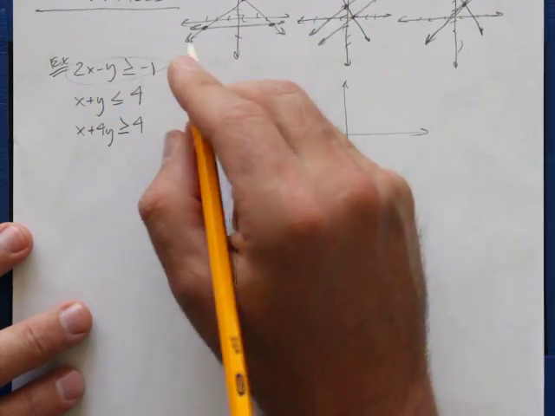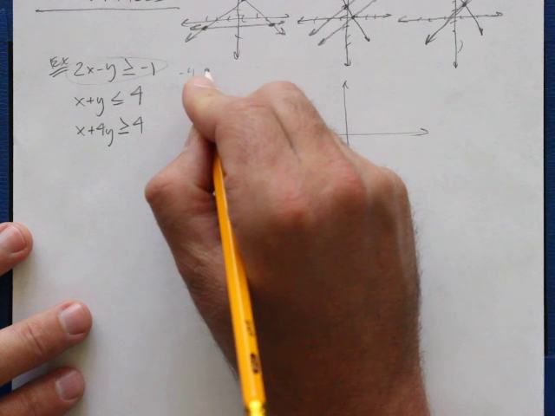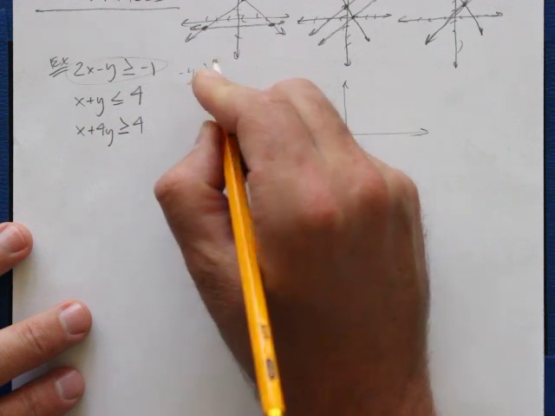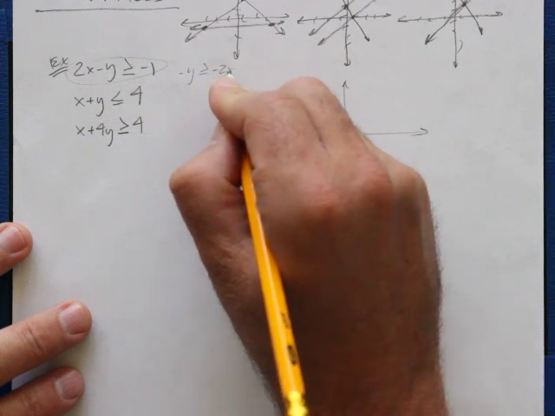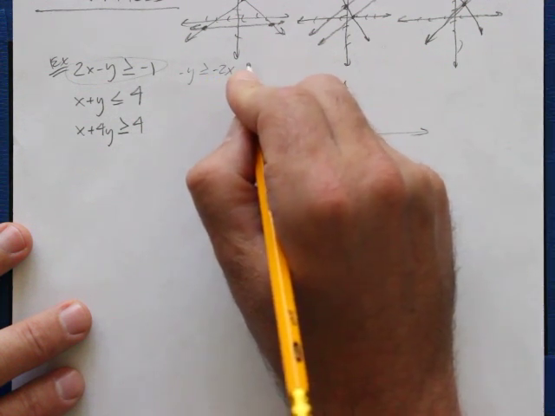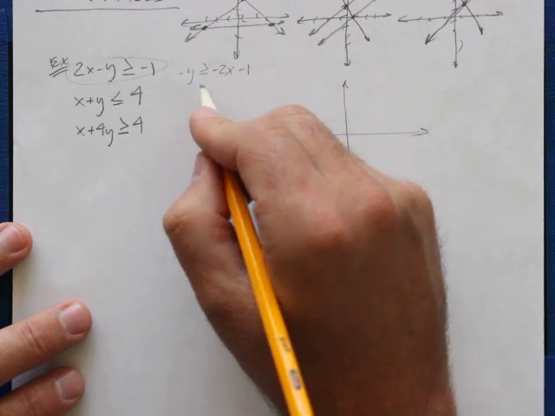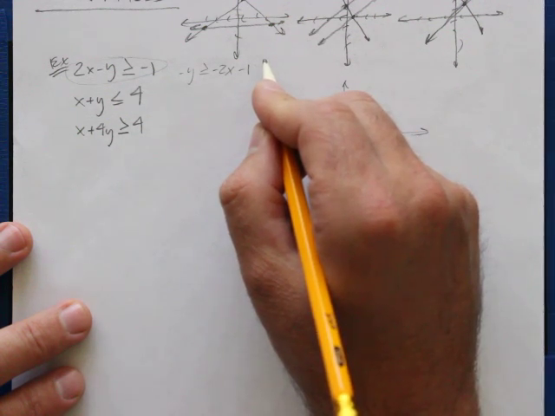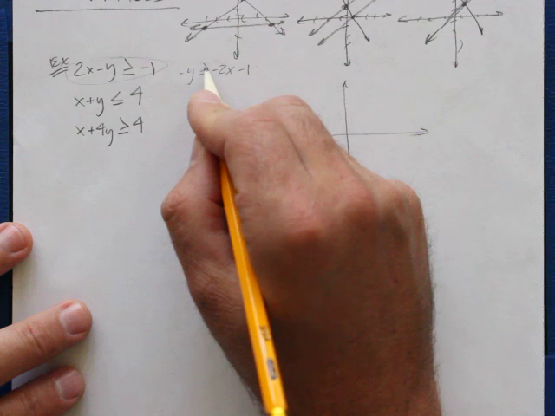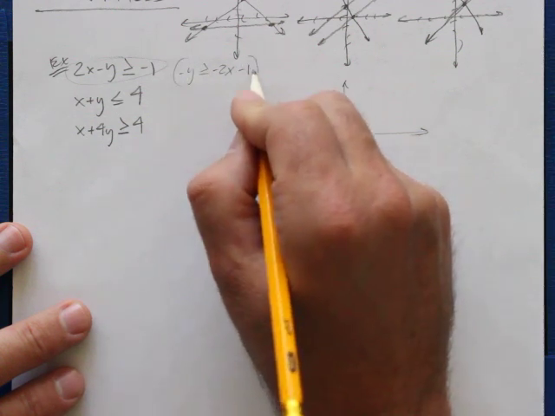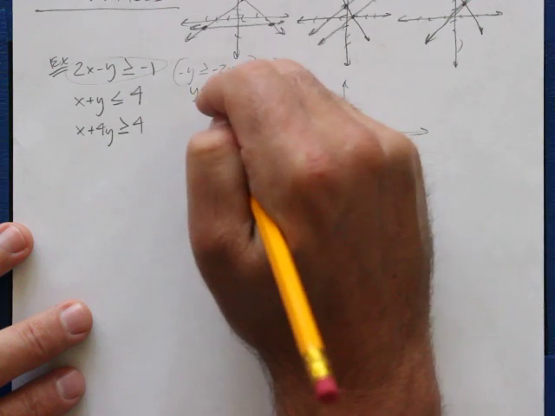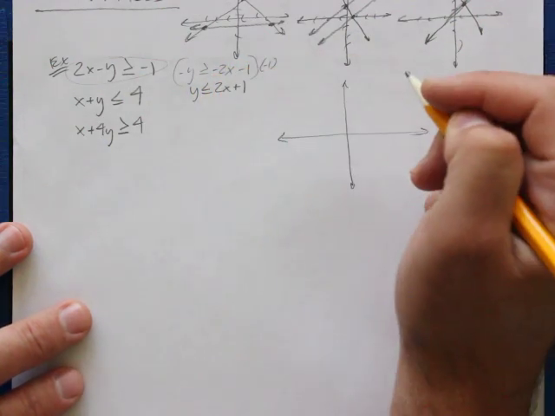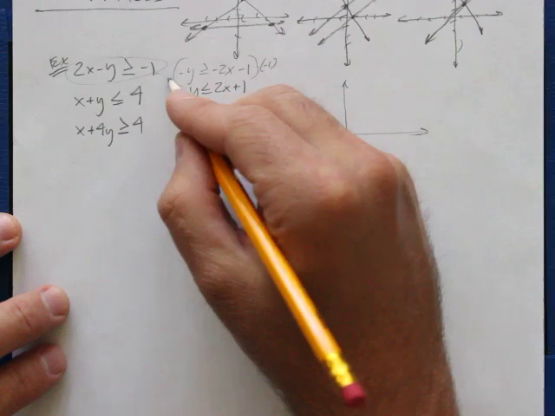So if I subtract 2x from each side, I've got -y is less than or equal to -2x minus 1. Now I need to multiply this whole thing by -1, and when I do that, I need to switch my sign. So if I multiply everything by -1, I need to say y is less than or equal to 2x plus 1. All right, so that's that one.